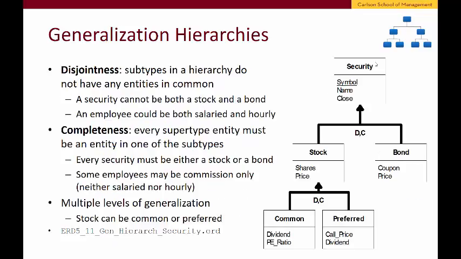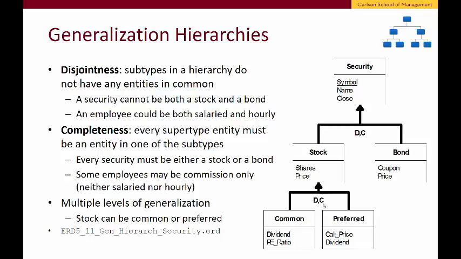We're going to take this just one step further. We talked about disjointness, where the subtypes have nothing in common. Completeness means every supertype entity must be an entity in one of the subtypes. In other words, there is no other option. And then there are multiple levels of generalization. Here the securities break into stock and bond. The stock and bond are disjoint. They have nothing in common. They're complete because there is no third option, though in reality there is. Then there's a multiple level of generalization, which splits stocks into common and preferred, with some of their own specific attributes, again disjoint and complete for the same reasons as before.